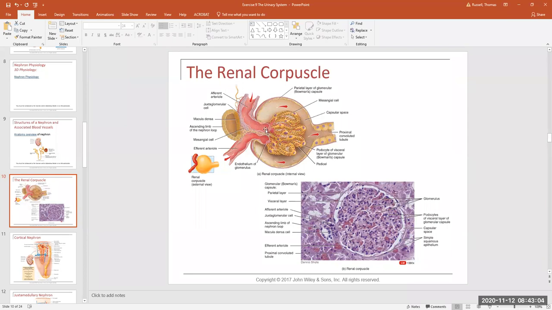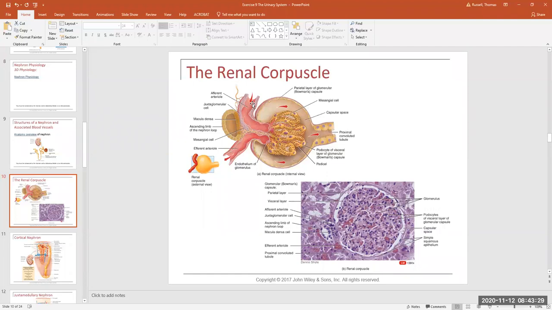So we can alter the blood pressure in this capillary bed by altering the size of this afferent arteriole and or the size of the efferent arteriole. So this is the afferent arteriole, this is efferent. Now, how are you on the test going to know which one is afferent and which one is efferent if we don't see that the afferent is connected to that cortical radiate artery?